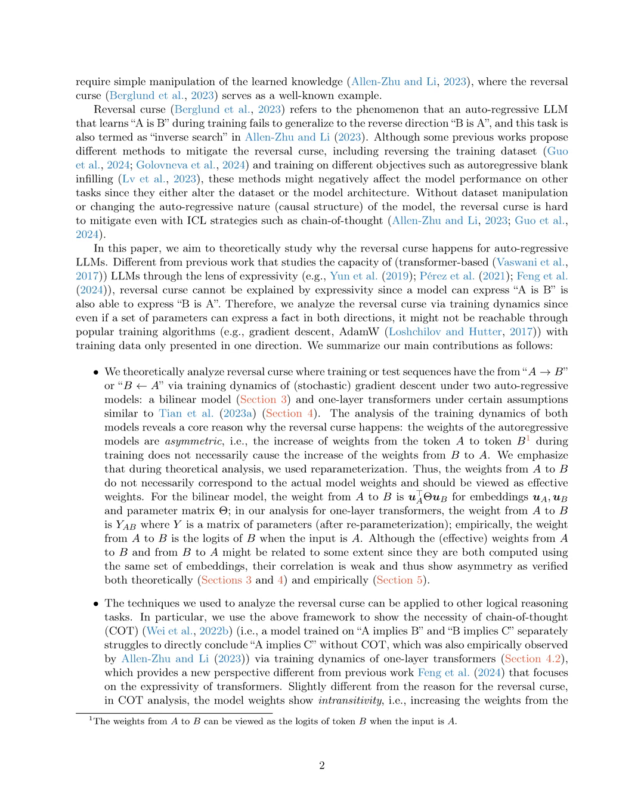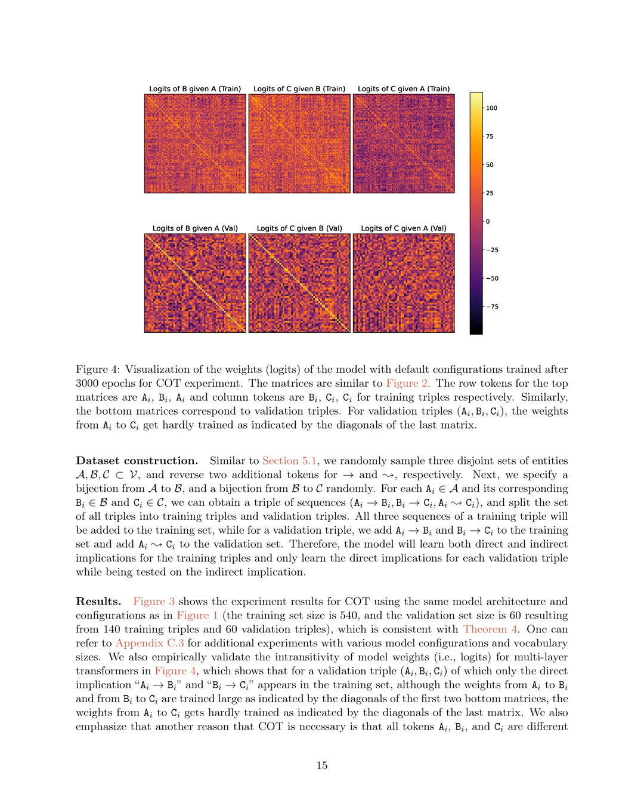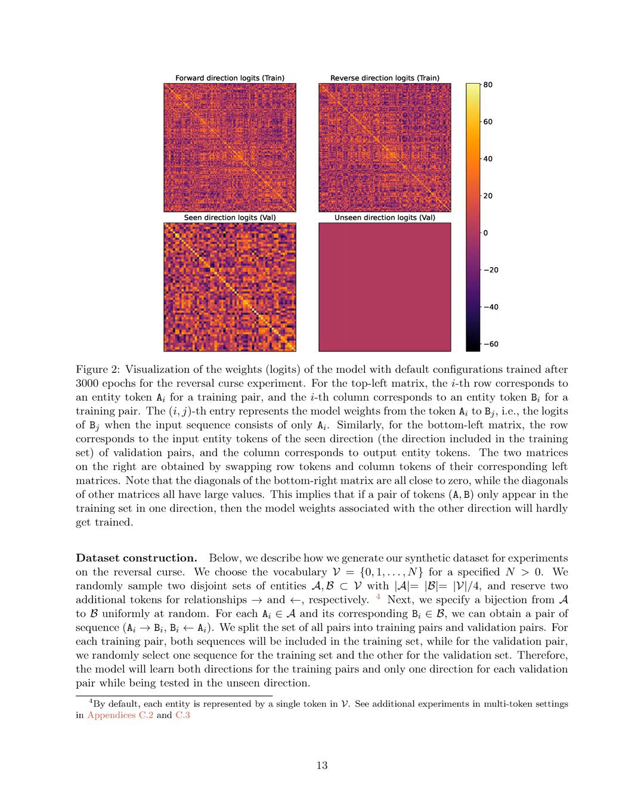The analysis reveals that the weights associated with the reverse direction do not get trained effectively during training, leading to the reversal curse. 2. Empirical validation. The method conducts experiments using multi-layer transformers based on the GPT-2 architecture to validate the theoretical results.